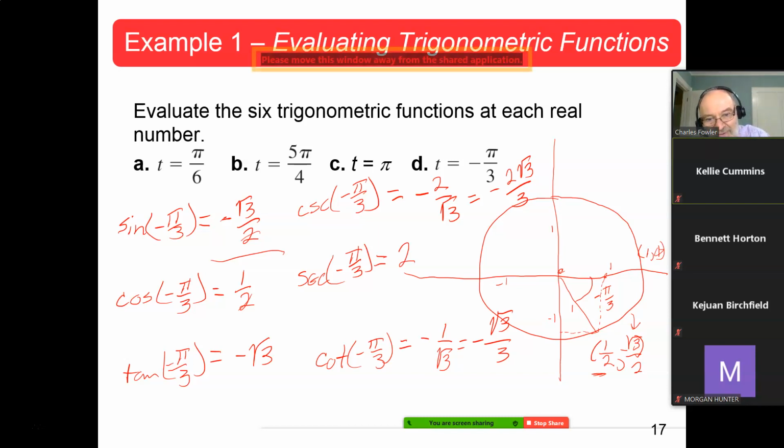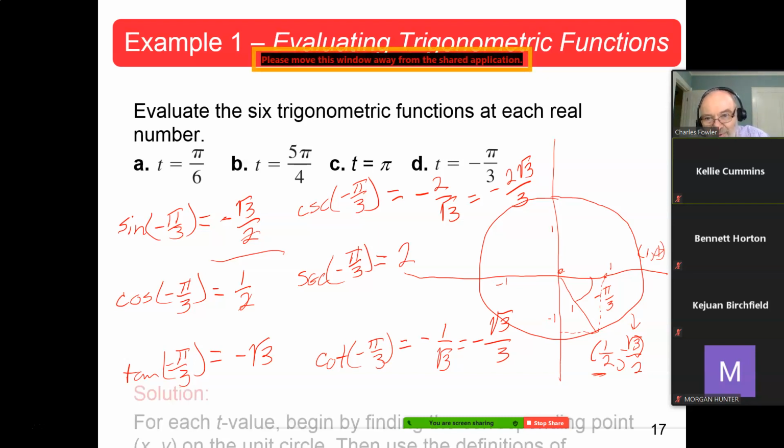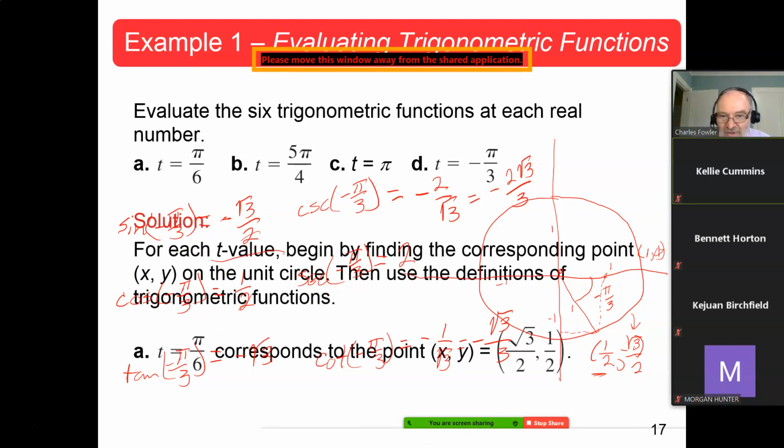Okay, now I can't erase the screen. Sorry about that. I hesitate to write on it, but this is sort of background stuff. So here's what they do. For each t-value, begin by finding the corresponding point x, y on the unit circle. That's what we did right here, find the point. Figure out where negative pi thirds is, where that intersects, and find the coordinates for that point. Once you do that, you've got it.